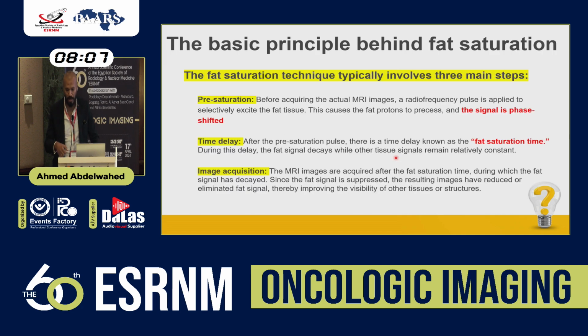This is done through three main steps. First is the pre-saturation, when we apply a radiofrequency pulse which excites the fat tissue and makes its protons precess faster. This is called signal phase shift. Then we apply a time delay, called the fat saturation time, allowing the fat signal to decay while signal from other tissues remains unaffected. Then comes the image acquisition, after the signal from the fat has completely decayed and the signal from other tissues is unaffected, resulting in very deep fat suppression.